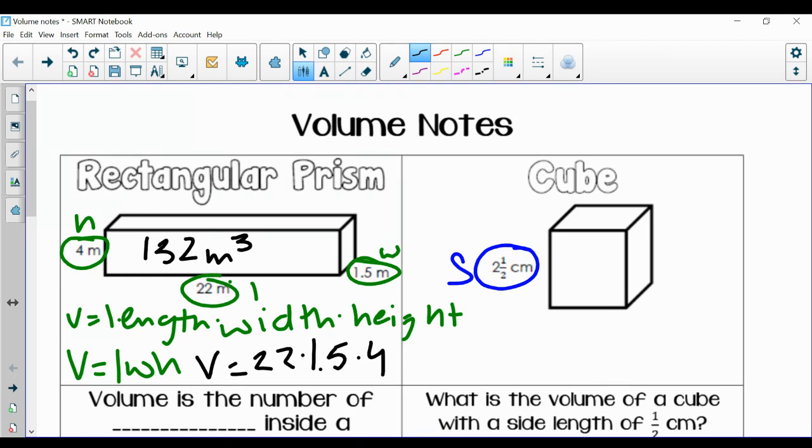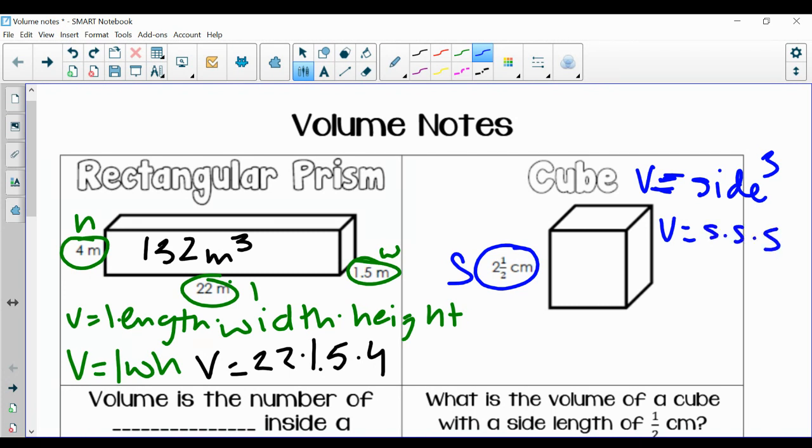Okay, so now that we're in volume, we've switched our units from squared to cubic. Okay, same thing with our cube. Our actual formula for our cube is going to be volume equals side cubed. Okay, remember this is a cube, therefore we have to cube it, which is going to be the same as V equals S times S times S.